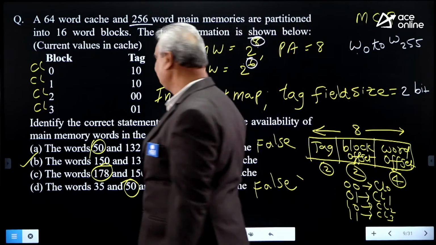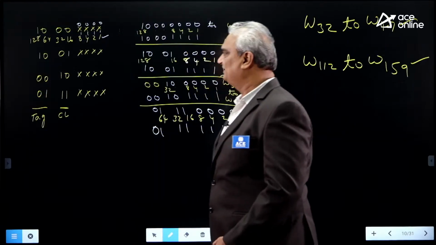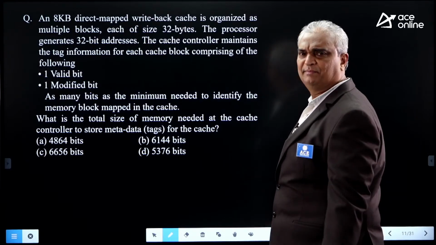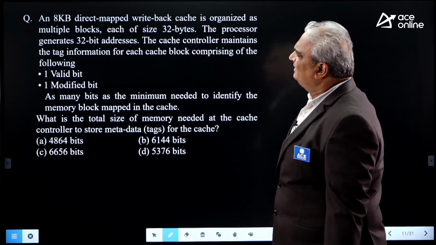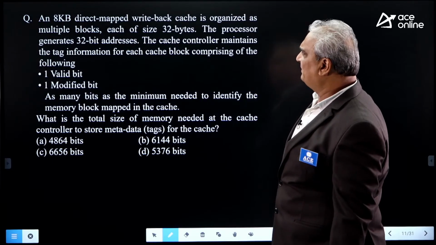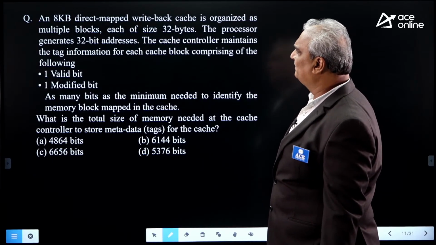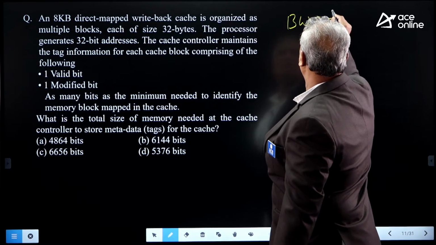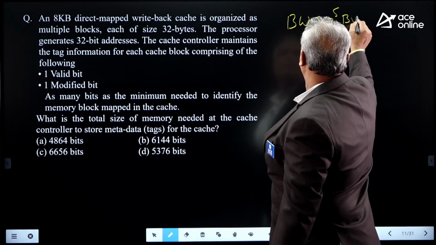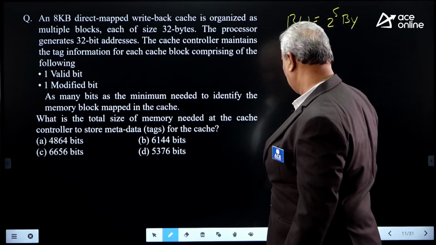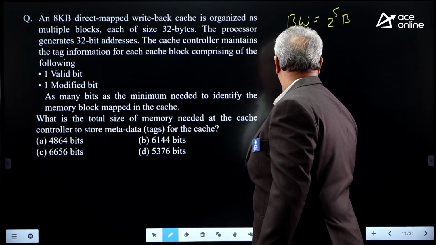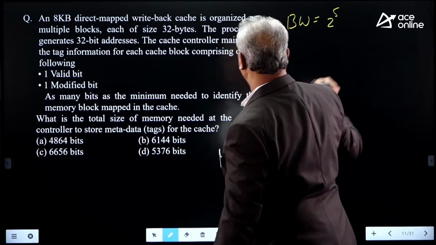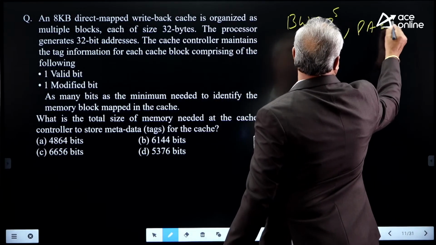Okay? Next. What about the next question? Here it is also a direct mapped cache. Read the question. Size of cache memory is 8 KB, direct mapped cache, organized as multiple blocks, each of size 32 bytes. Means what is BW? 2 power 5 bytes. Number of bytes in a block is nothing but 2 power 5, 32 bytes. Next, the processor generates a 32-bit address. PA is equal to 32 bits.